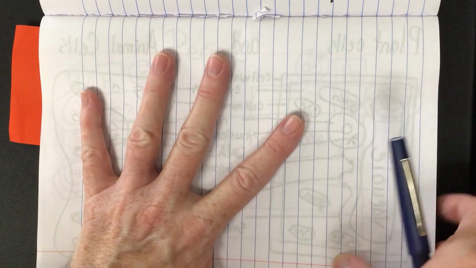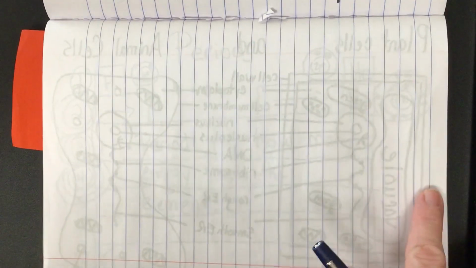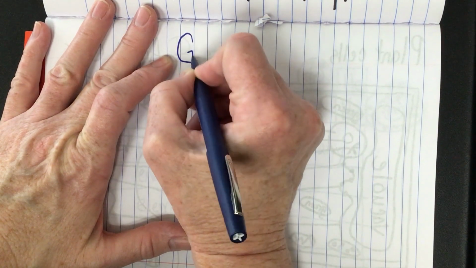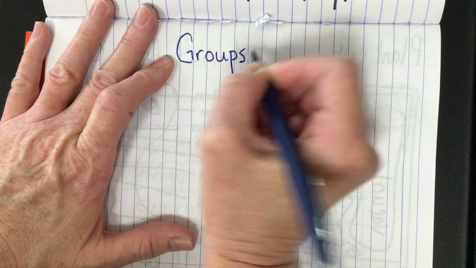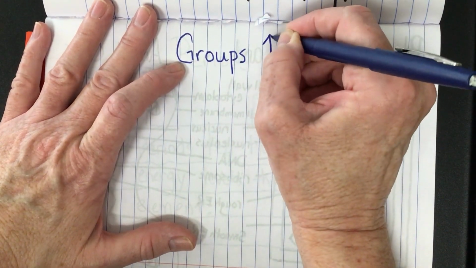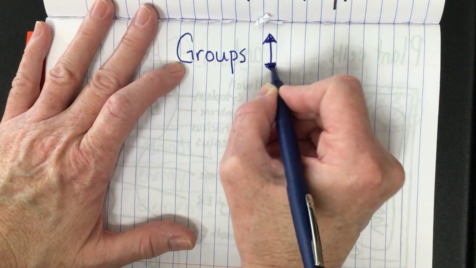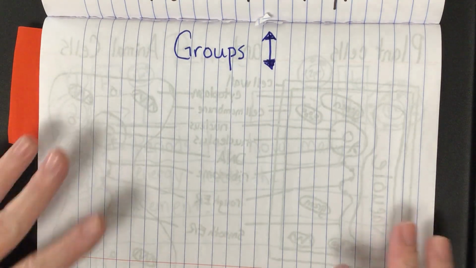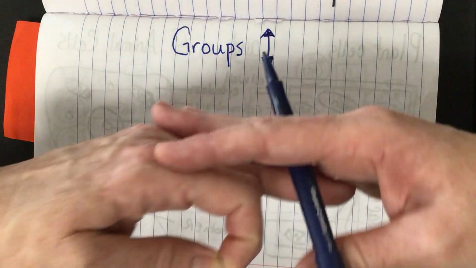So in my journal, I'm going to take the notes this way instead of this way. I'm on page 18, the next page in your journal, and we're going to title it Groups. On the periodic table, groups are what we call columns. They go up and down, not horizontal.